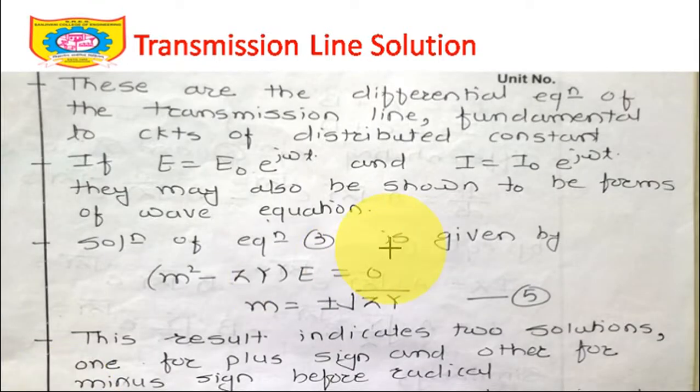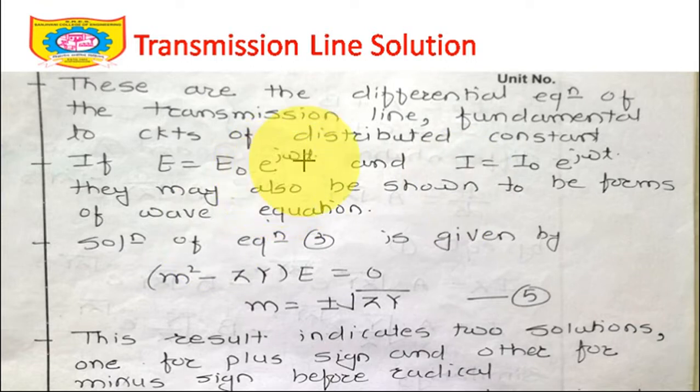So these are the differential equations for the transmission line, fundamental to the circuit of the distributed constant. Now what is this? E is equal to E0 e raised to j omega t and I is equal to I0 e raised to j omega t. So these are voltages and current which are time dependent. That's why we have studied unit number 6 before unit number 5, because once you know the concept of the wave equation, we already know that waves can be represented in terms of this E and I.